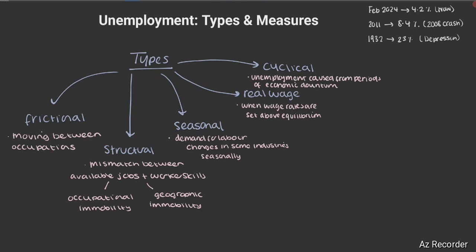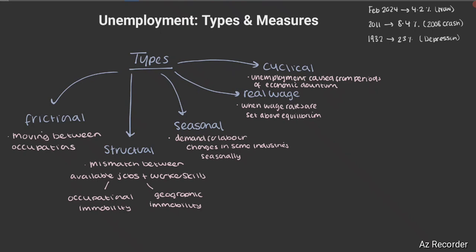Additionally, geographic immobility, which is when maybe workers are unable to move from job to job because of geographical barriers. So potentially you live in Manchester, but there's a lot of jobs going in London, but you don't want to pay for the transport to go to London because it's too expensive.